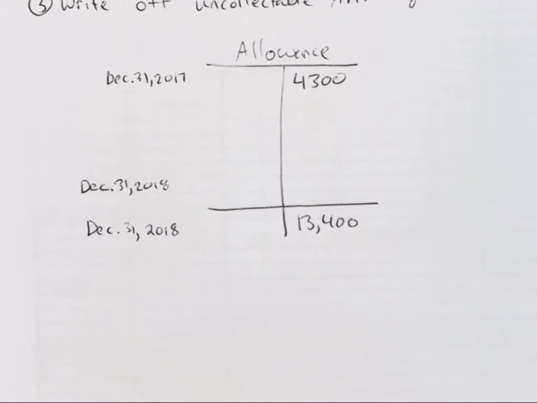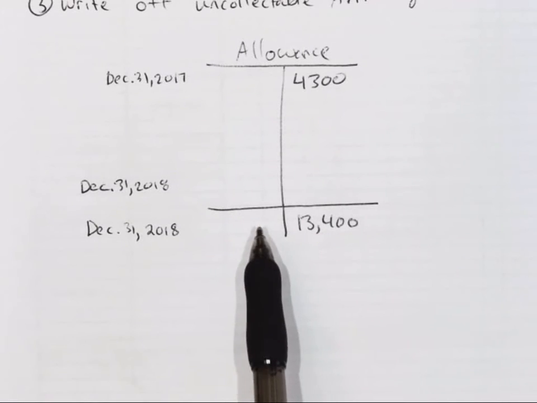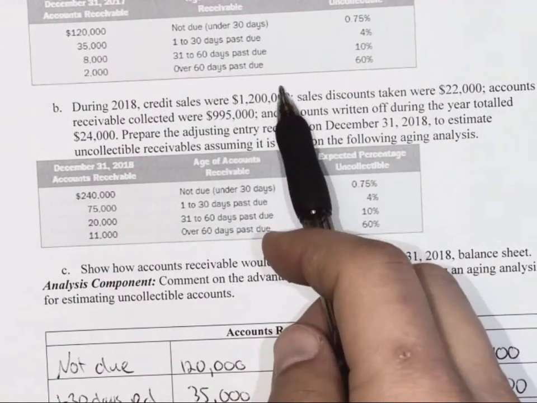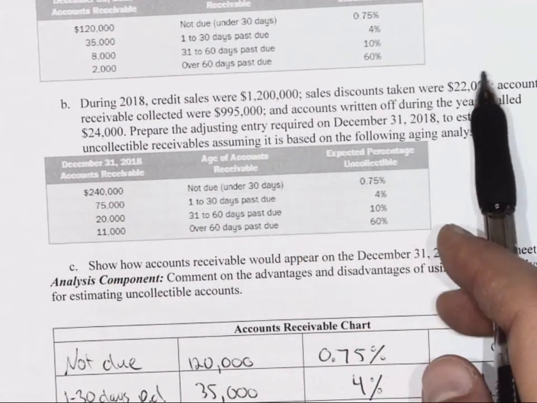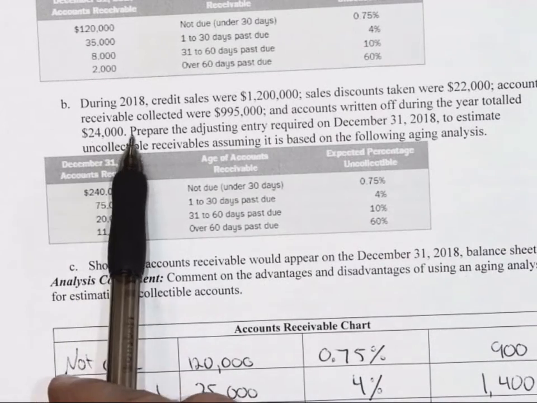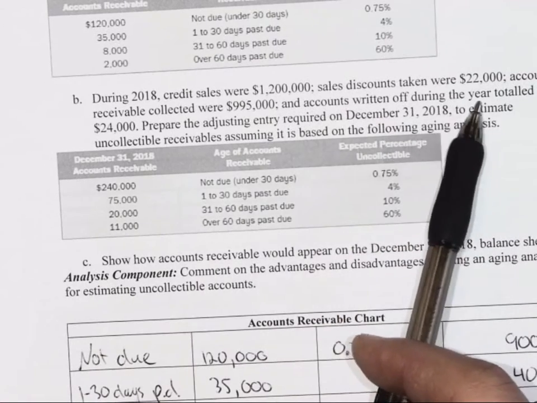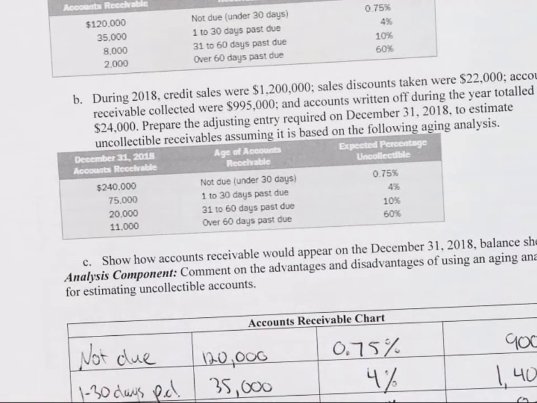Okay, so we get notice that a customer's gone bankrupt, they're not paying their bill. Or after like 2 years of calling them and trying to harass them, we just realize they're not going to pay us. So we had to write off their account. If we read this section, during 2018, credit sales were 1.2 million. Sales discounts taken were 22,000. Accounts receivable collected were 995,000, and accounts written off during the year totaled 24,000.